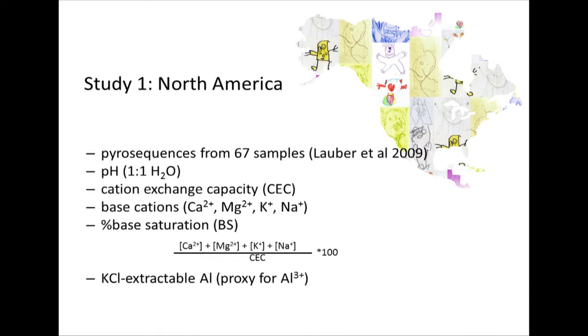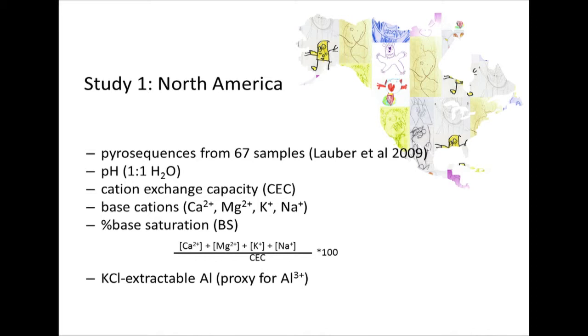Okay, so the first study across North America. We were really fortunate to be working with the FEAR lab. They were very generous to provide the pyrosequence data from the Lauber et al. 2009 paper, and also provide us with chemistry data that included the pH and cation exchange capacity, base cations, base saturation, basically indicators of soil nutrient status. And then I was able to acquire the soil samples as well, and with the potassium extractable solution, I extracted soluble aluminum, which I used as a proxy for aluminum 3+.